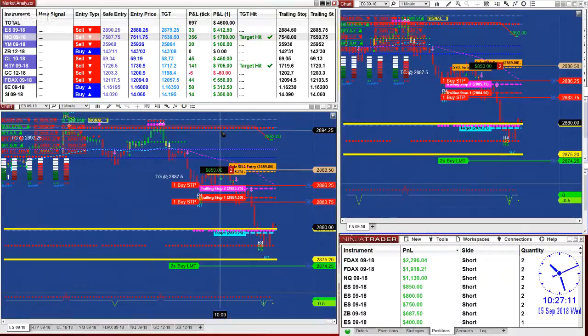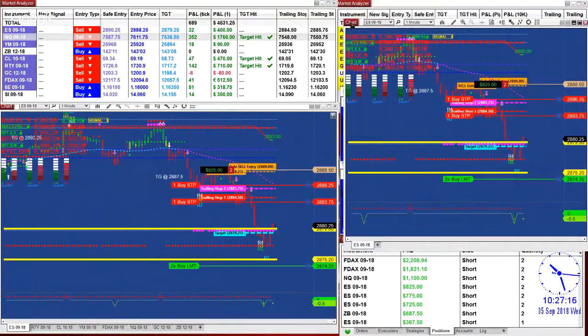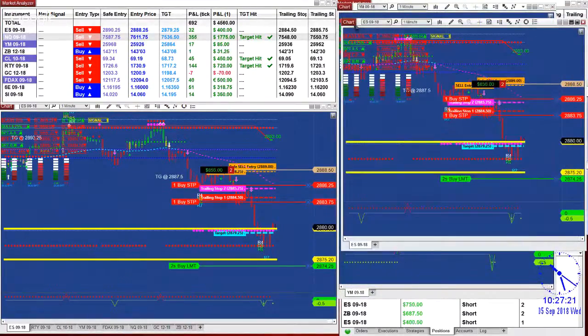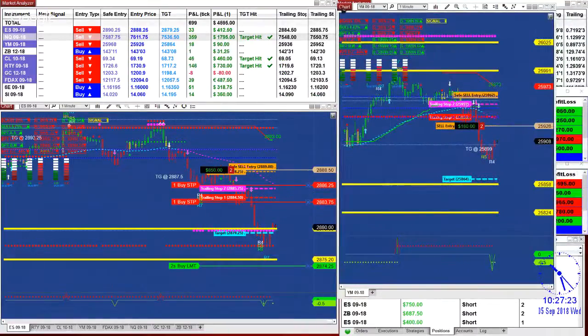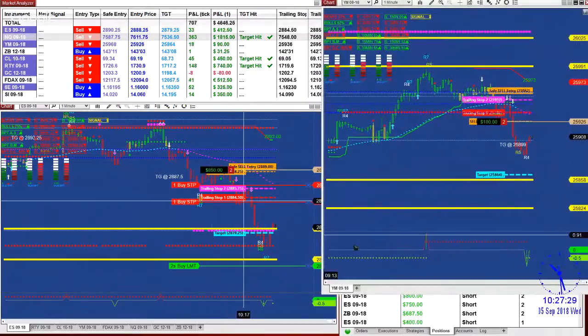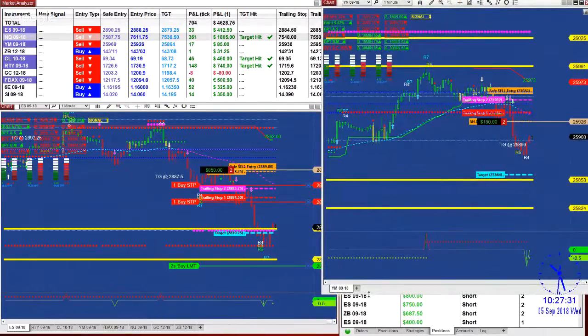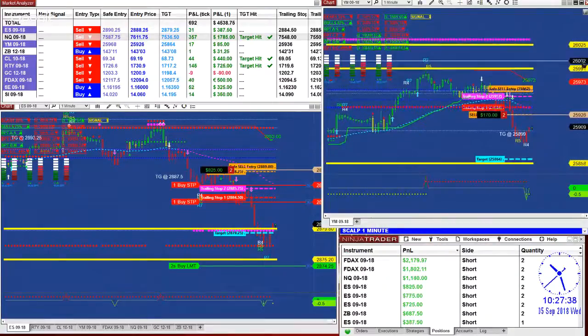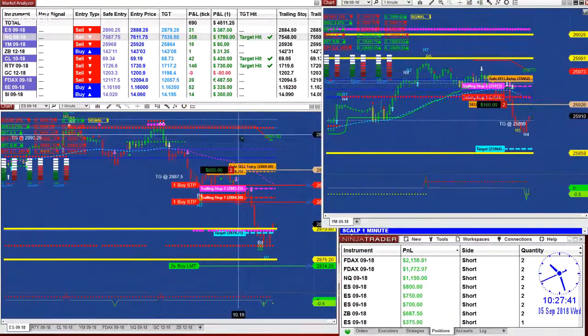The YM. I'm putting the same chart. This is the YM, and this is your ES. The party is over on the ES, that's for sure, and the YM as well. And let's look at the Nasdaq.